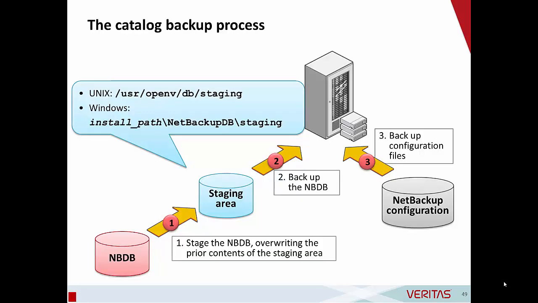This slide reviews the catalog backup process. During the catalog backup process, we see a parent job, and then we see a series of child jobs. The first child job stages the NBDB, basically does a dump to the staging area, to the paths that are called out on the slide here. And then the second child job comes along and backs up that dump of the NBDB to tape or to disk, whatever storage unit is configured in the policy. And then the third child job comes along and backs up the remainder of the flat configuration files, the image catalog and the backup policies.